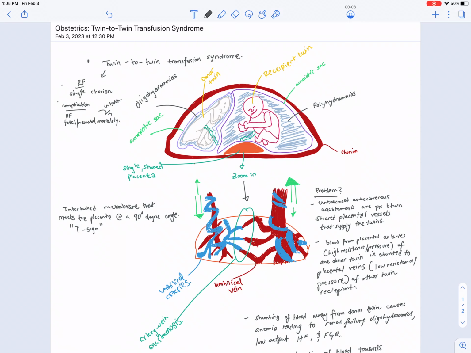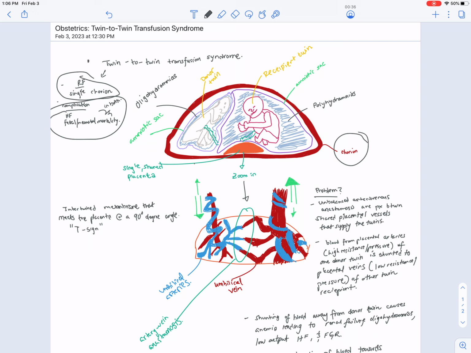Today we're talking about twin-to-twin transfusion syndrome. Twin-to-twin transfusion syndrome occurs when the mother is pregnant with twins, and they find out she has only one single chorion. The biggest complication is that the babies can present with heart failure and eventually they can die, and that's obviously a big thing.